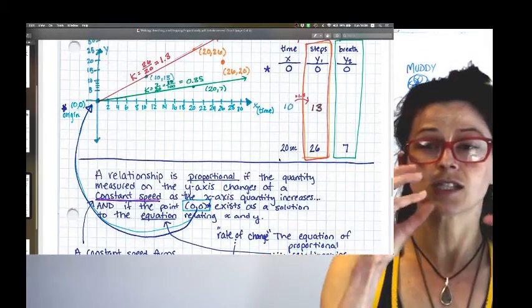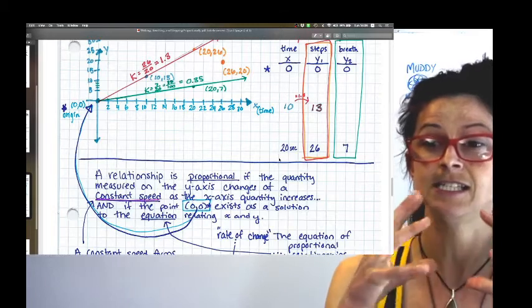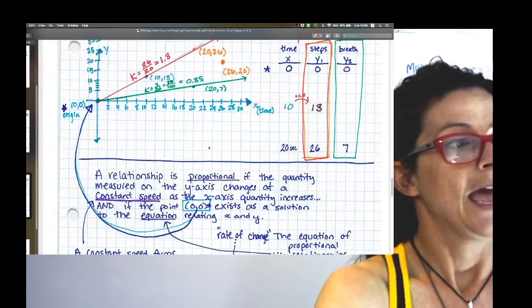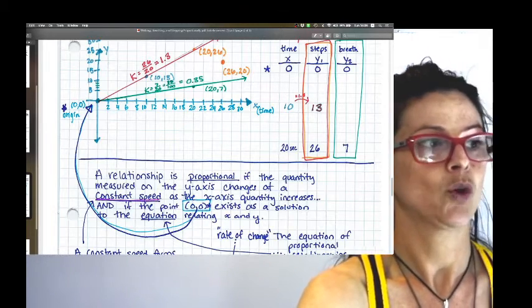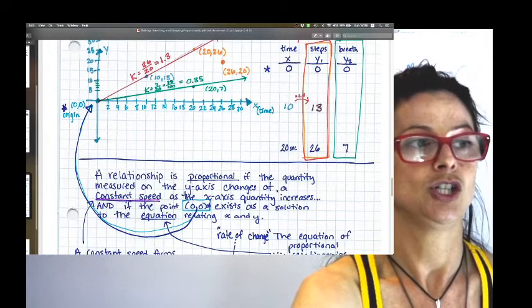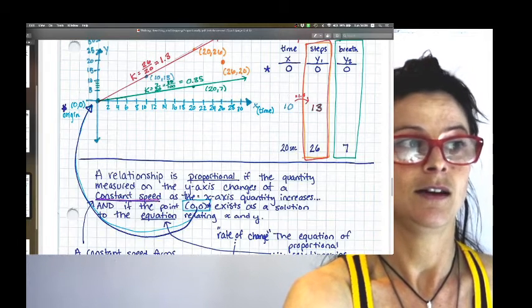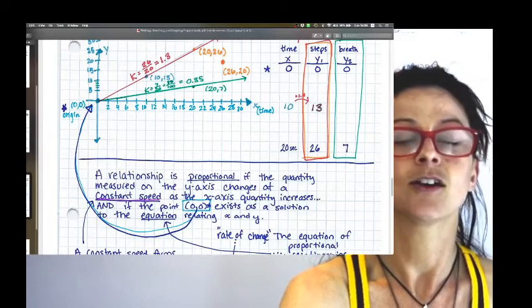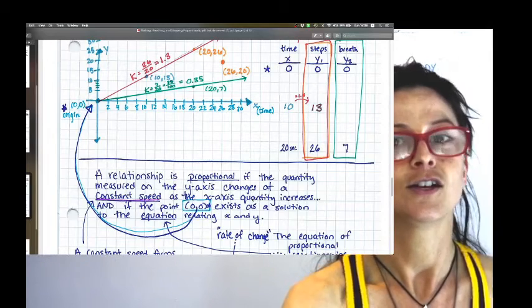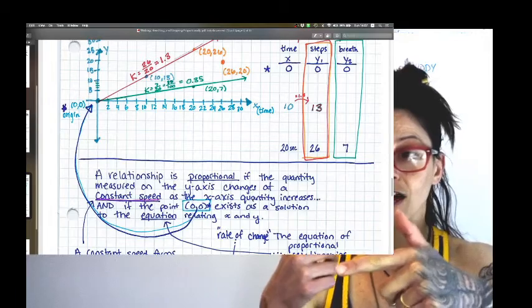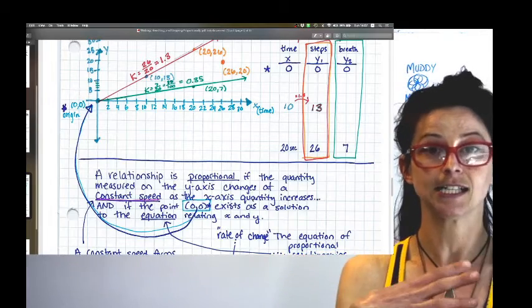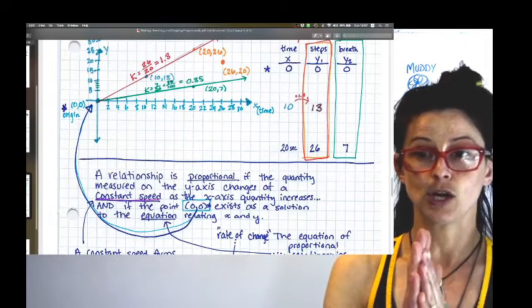Quick interpretation of these words linguistically, getting some definitions. A relationship is proportional if the quantity measured on the y-axis changes at a constant speed as the x-axis quantity increases. So I'm not getting faster, I'm not getting slower. It's changing at a constant speed. So it's a straight line.